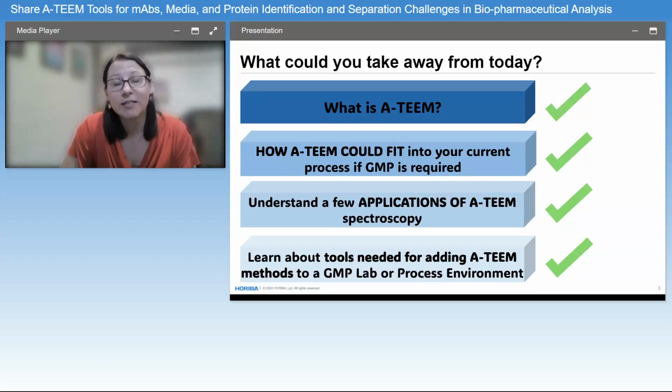So think about the ways that A-TEEM could possibly help you if you're working in a GMP environment or in a pharmaceutical environment. And understand a few applications of how A-TEEM is currently being used as well, to think about how they apply to what you're doing in your own lab. And then to learn about the tools needed for adding A-TEEM methods to a GMP lab or process environment.